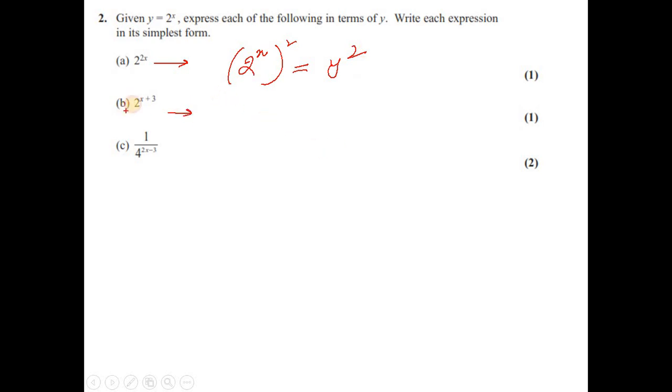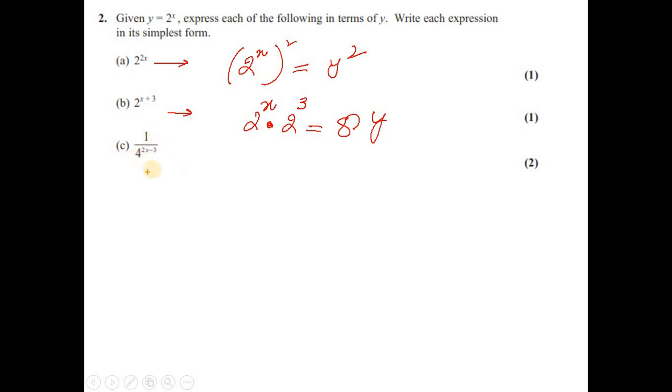And then 2^(x+3), you can write this as 2^x times 2^3. Then this is your y and this is 8. So you can say that this is 8y.